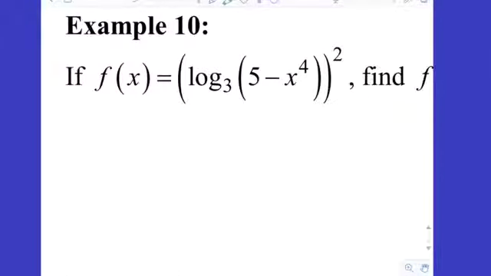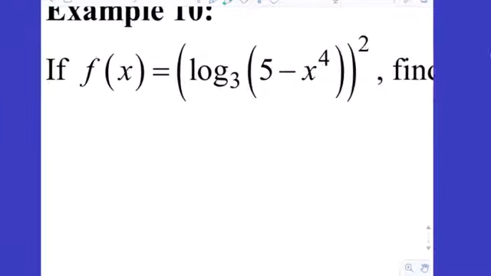If f of x is log base 3 of (5 minus x to the fourth) quantity squared, find f prime of x. All right, simplify early and often, especially when we have logs. Do we have logs? We do. Can I simplify at all? I can. What can I do? Can I bring the 2 out to the front? I cannot, because that 2 is not squaring the argument. That's the only time you can bring it out front, if it's on the argument. It's squaring the log. That's like a log times log. So the 2 does not come out front.